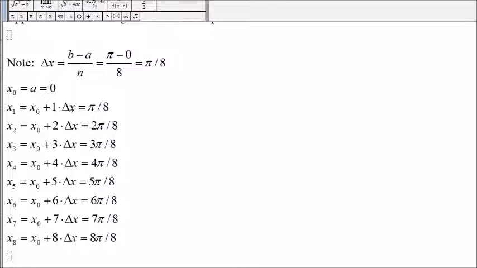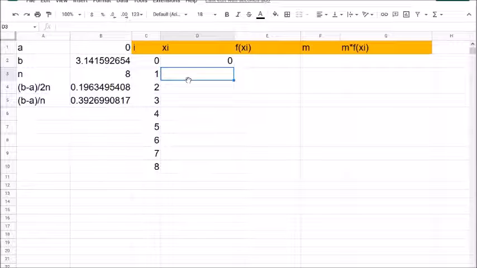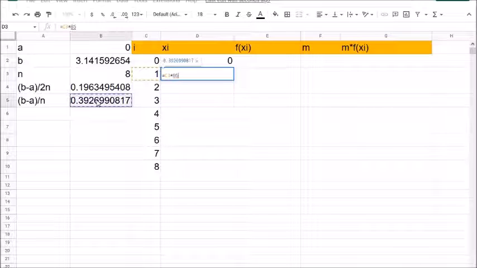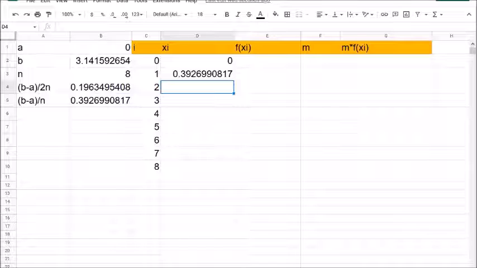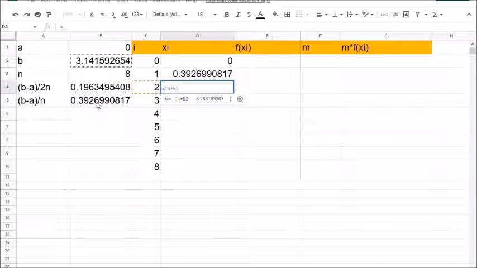The next one is 1 delta x, so it'll be 1 pi over 8. This is 0, and so it's 1 delta x. And then x of 2 would be 2 delta x, and so on. And so this is 1, and then we want 1 times delta x. Delta x is this right here. And then x of 2 is 2 times delta x, which is this cell.